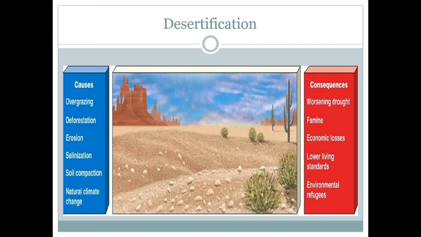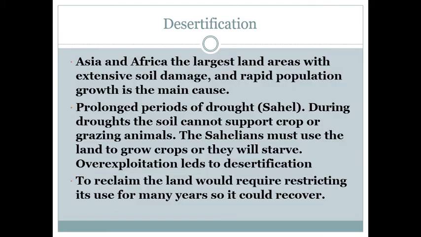Then we also have desertification. What are the causes of desertification? We have overgrazing, deforestation, erosion, salinization, soil compaction, and natural climate change. And if those are the causes, there are also consequences: worsening of drought, famine, economic losses, lower living standards, and then environmental refugees.